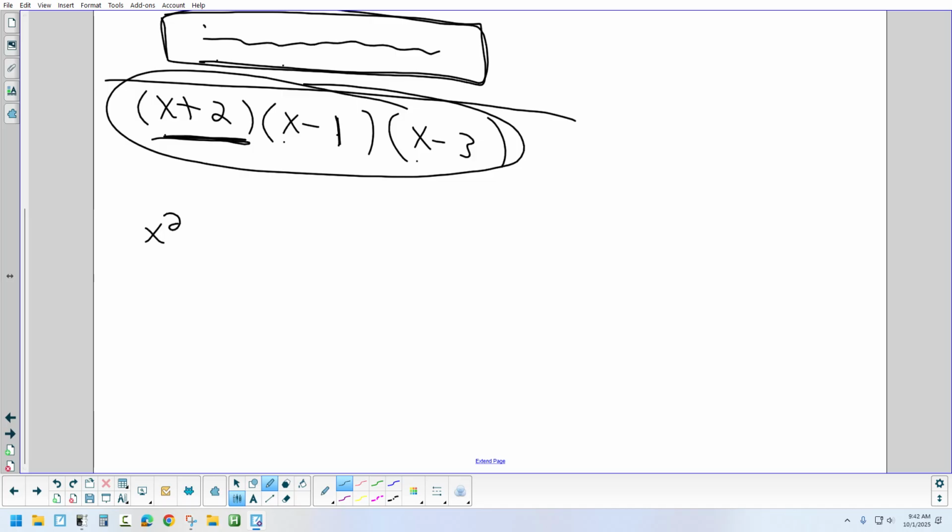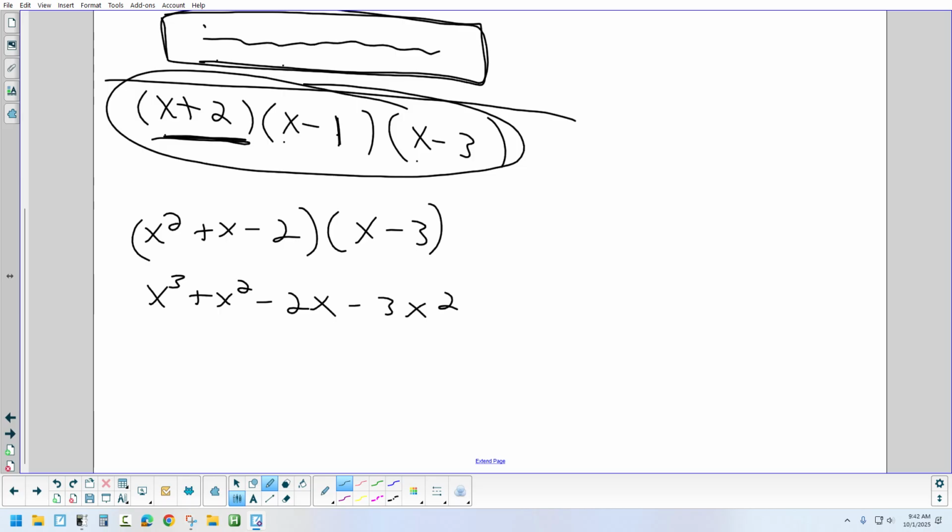Okay, so that's going to give me x squared. Let's see, that's going to give you minus x plus 2x minus 2. And then multiply one more time. So x cubed, x squared, minus 2x, minus 3x squared, minus 3x plus 6. And now combine it all together. So x cubed, x squared minus 3x squared, negative 2x minus 3x, and plus 6. There you go.